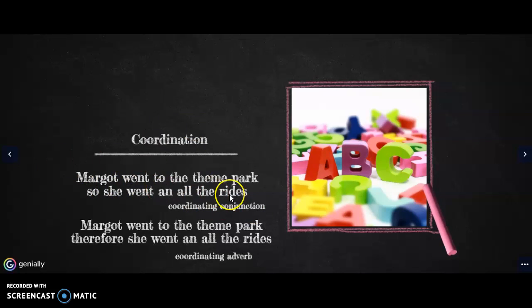Coordinating conjunction: Margot went to the park, so she went on all the rides. Coordinating adverb: Margot went to the theme park; therefore, she went on all the rides.